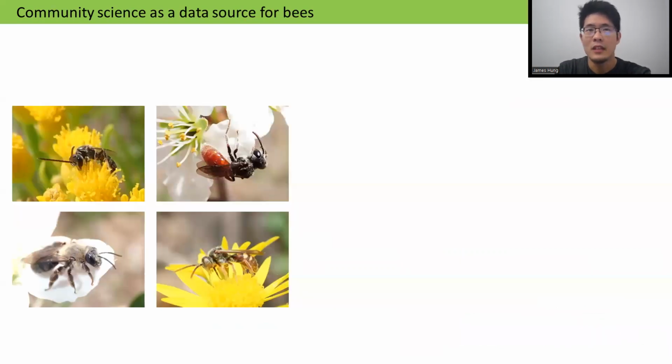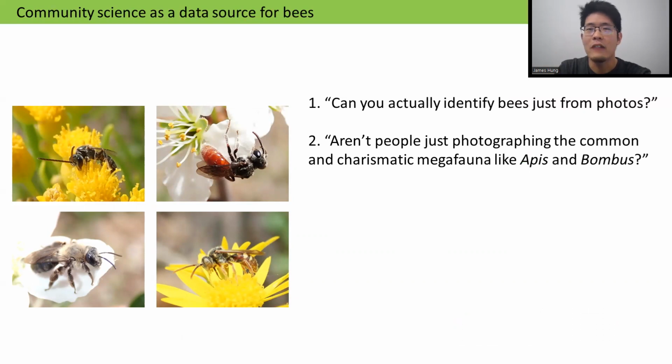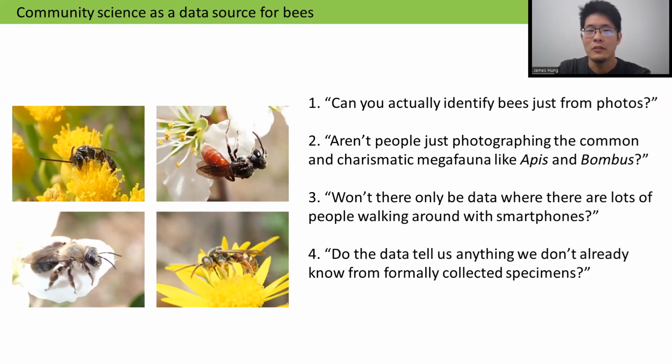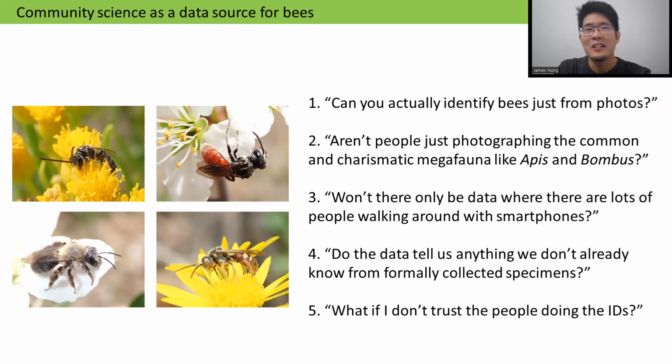Now, some of you might be skeptical and have some questions about the validity of using iNaturalist data for serious science. You might have questions like, can you actually identify bees from just photos? Aren't people just photographing the common and charismatic megafauna like Apis and Bombus? Won't there only be data where there are lots of people walking around with smartphones? Do the data actually tell us anything that we don't already know from formally collected specimens? And what if I don't trust the people doing the IDs? These are all valid concerns, and I'll give some perspective on each of them very briefly today.